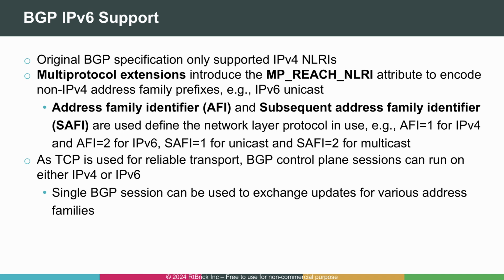At this point, I'd like to note that BGP uses TCP as a transport protocol, and TCP can run over both IPv4 and IPv6. The exchange of routing information is completely independent of the transport protocol in use. In addition, both IPv4 and IPv6 routing updates can be exchanged over the same BGP session. It is important to note that the BGP identifier remains a 32-bit unsigned integer, even if the BGP control plane session runs on top of IPv6.